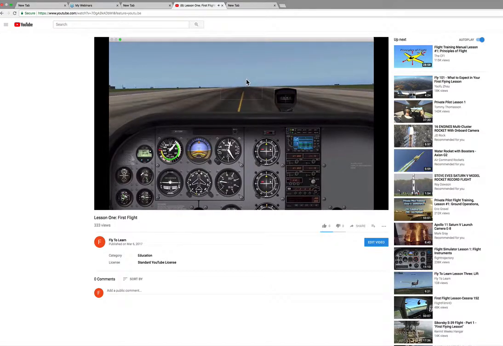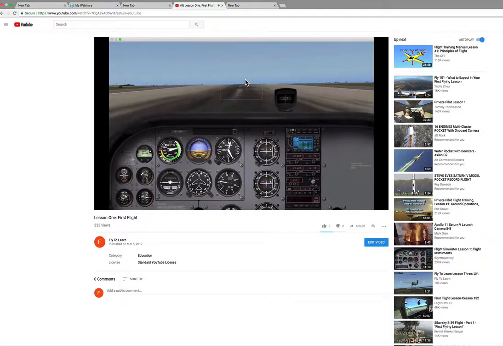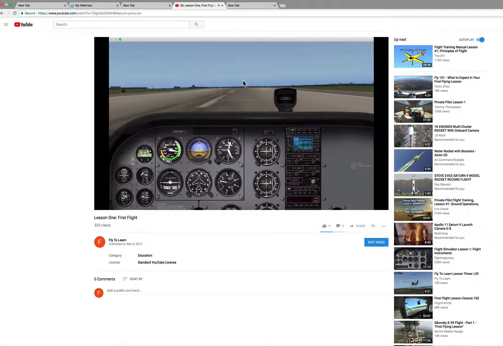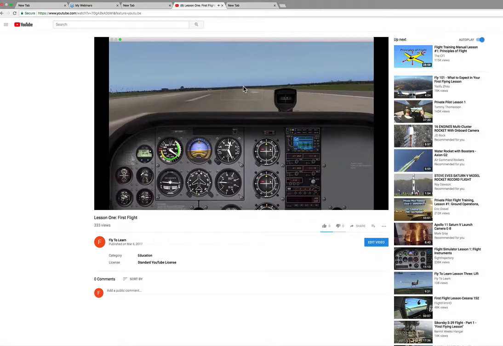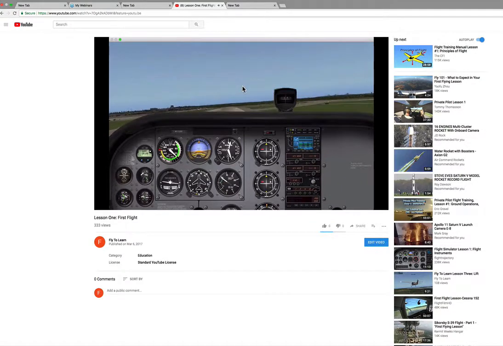Keep an eye on your airspeed indicator, and when you reach about 75 knots, slightly move your mouse down to take off. Equivalent of pulling the joystick back, and you're going to take it off. You're in the air. Press P to pause.